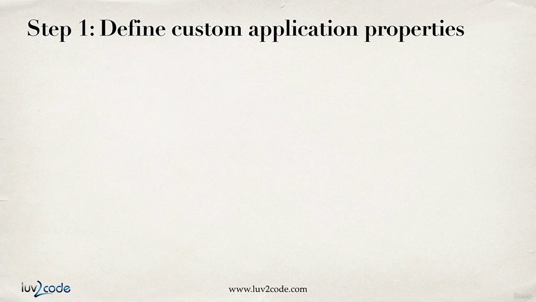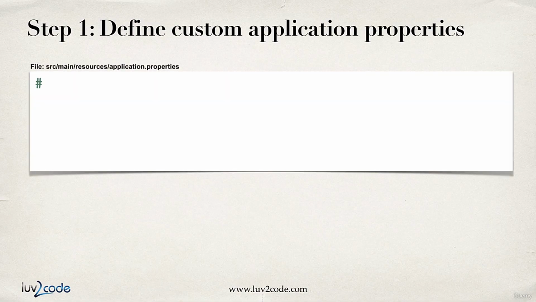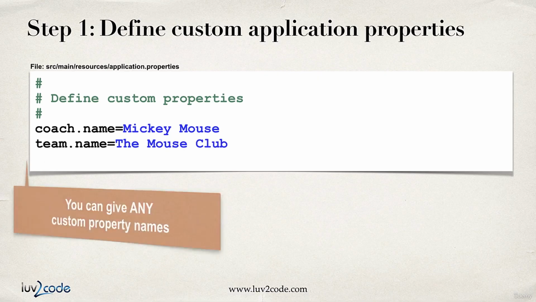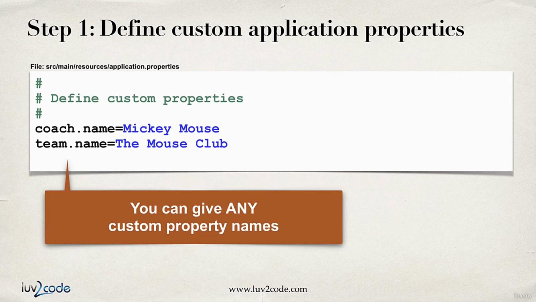Okay, so let's start with step one of defining custom application properties. We'll make use of that standard Spring Boot file name, application.properties, and we'll define our own custom properties. For this example, I'll define coach.name equals Mickey Mouse and team.name equals The Mouse Club. Again, remember, you can use any custom property names in this file, and there's also no limit on the number of properties you can add. You can add as many properties here as you'd like.